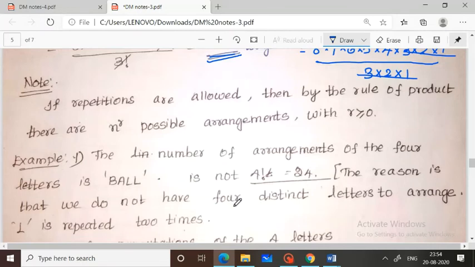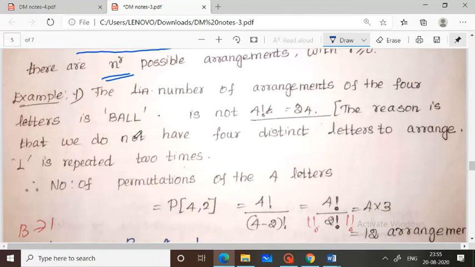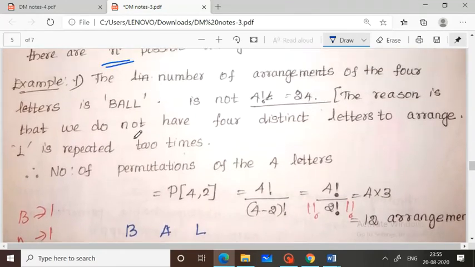Now, next one, listen here. If repetition is allowed, then by the rule of product, how many possibilities are there? n raised to r possibilities. Now, next I'll give an example.